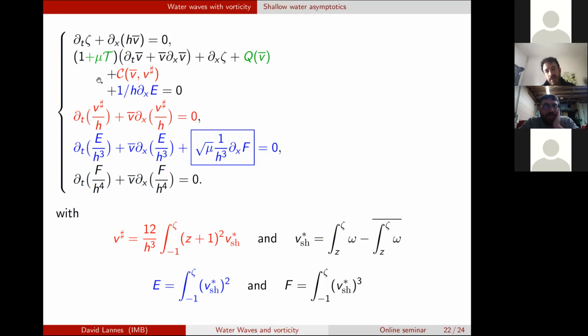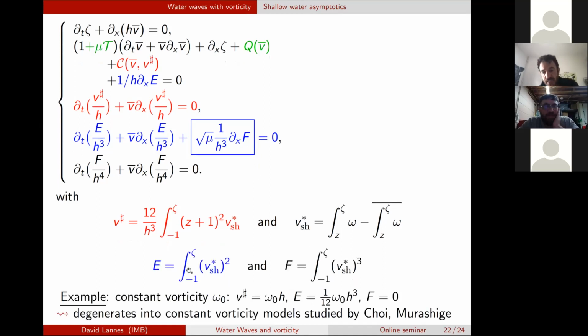So in the end, you stop it here. So you have an extended set of Green-Naghdi equations. So you have more equations, but what is nice is that they are still one-dimensional in this case, and not two-dimensional. You don't have to solve the equation for omega. Okay, so this is how you can describe the presence of the vorticity.